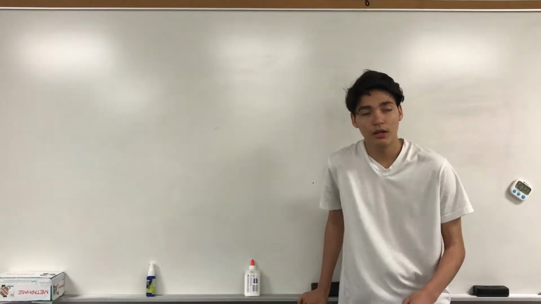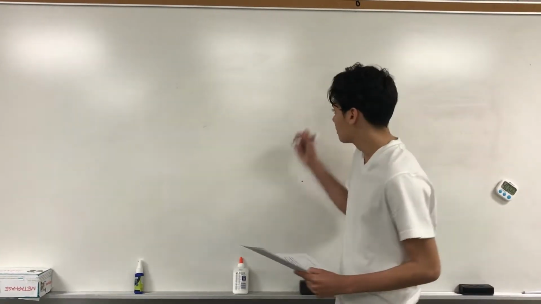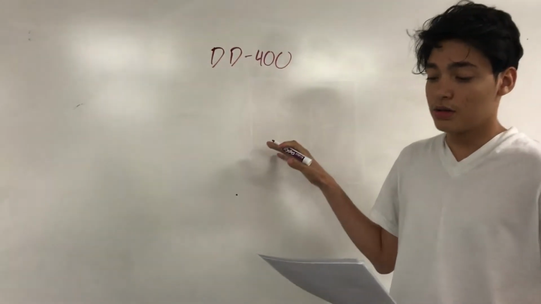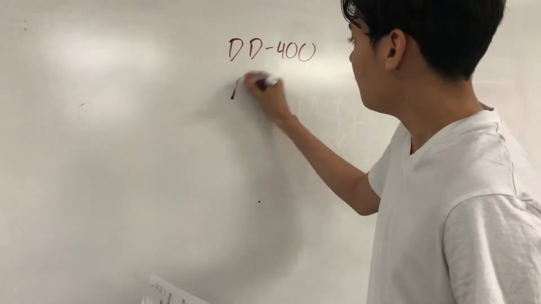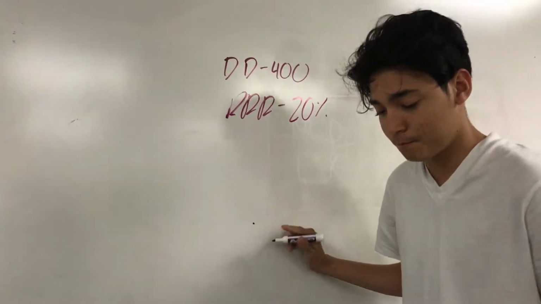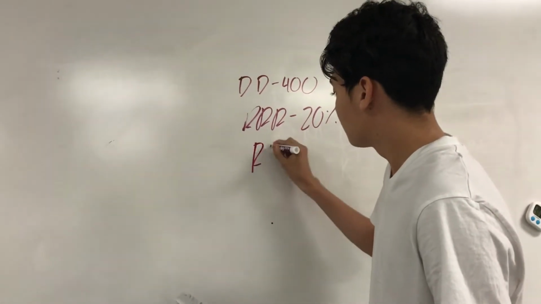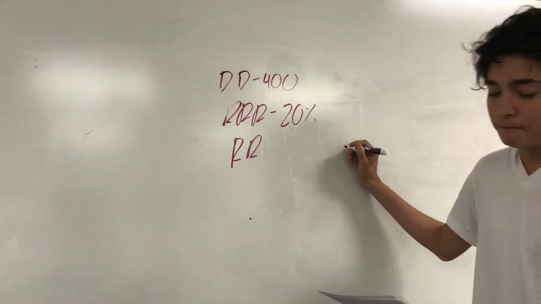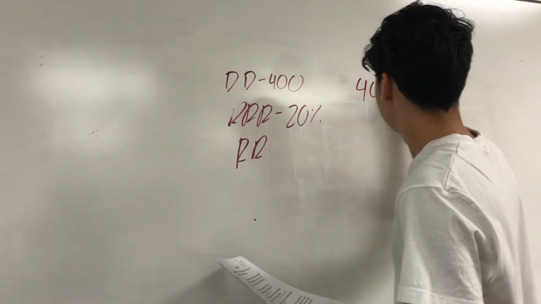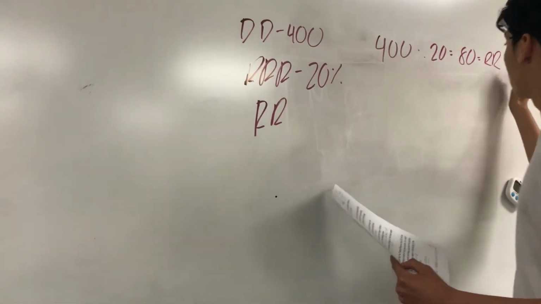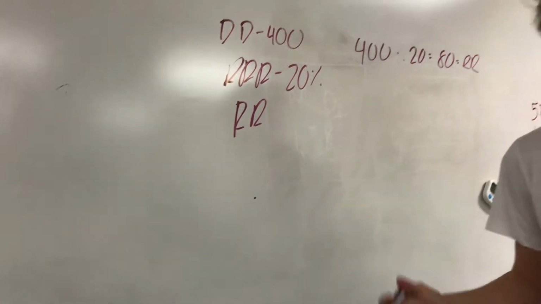Okay, so here our DD, or demand deposit, is going to be 400 bucks. So let's write that down. Our required reserve ratio is going to be 20%, and you see it says it at the top. Our RR is found whenever you multiply your percent ratio times your DD. So it's going to be 400 times 0.20, equaling 80, and that equals our required reserves, which each bank has to hold.